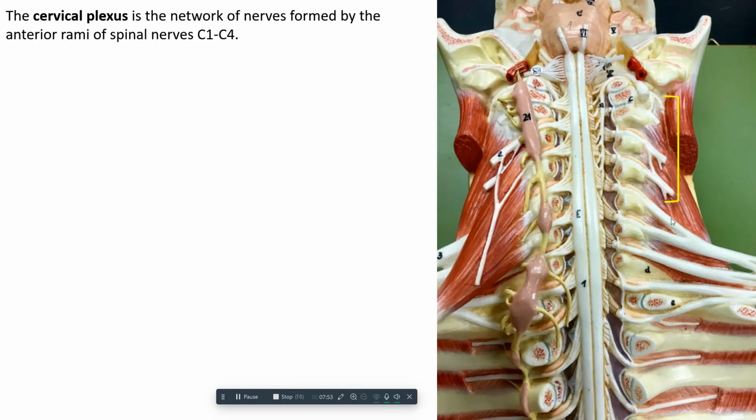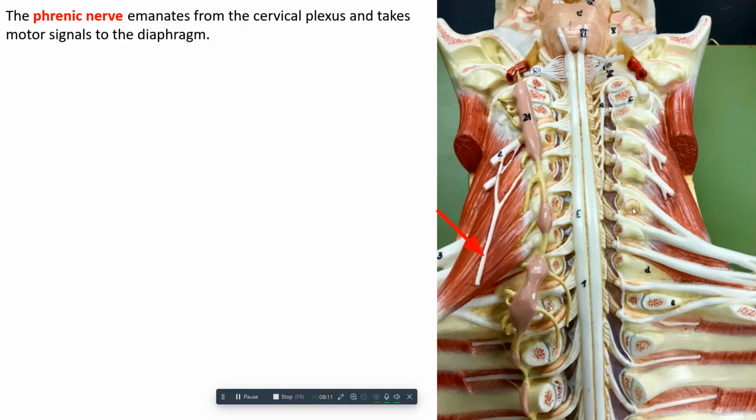All right. I also see one of those groups of nerves up here, one of those nets of nerves. This is called the cervical plexus. Spinal nerves C1 to C4 make up my cervical plexus. Coming off that cervical plexus, and I see it only on the right here, is the phrenic nerve. So I see the phrenic nerve right here. The word phrenic refers to the diaphragm, and in fact that is where this nerve is going. It takes motor signals to the diaphragm, which of course is the major muscle of inspiration.